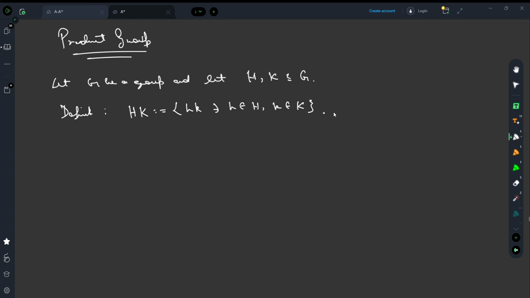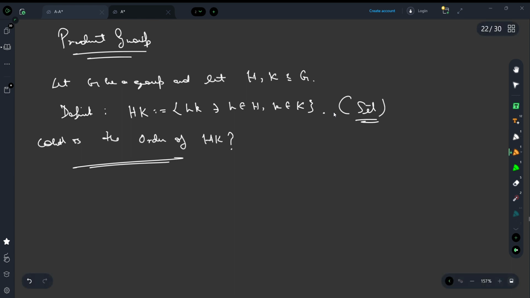Okay, so this is a set. For now, it's a set. And obviously, it's surely non-empty because one is obviously in HK. Whatever. What can I say about the order of HK? What is the order of HK? That's my question.